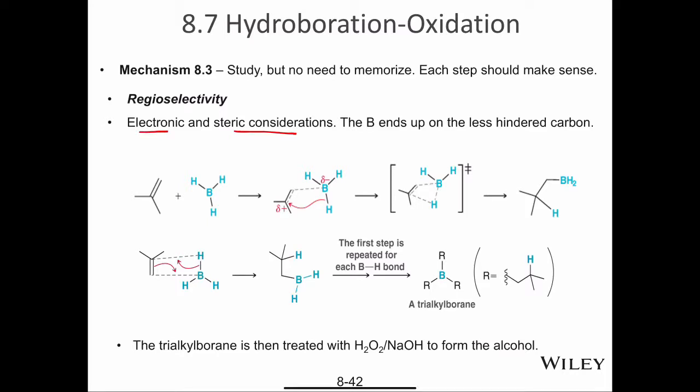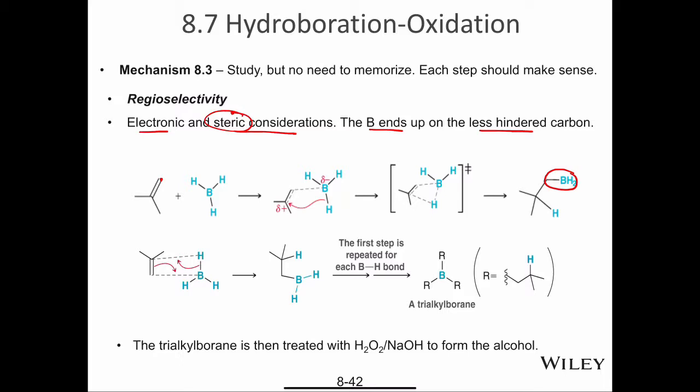We'll take a look at the sterics first. So the boron ends up on the less hindered carbon. That's the steric consideration. So here's the less hindered carbon in this alkene, and that's where my boron atom ends up. And that boron atom eventually ends up being oxidized to the hydroxyl.